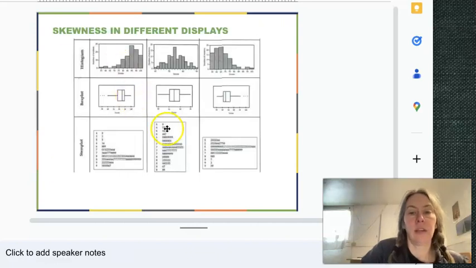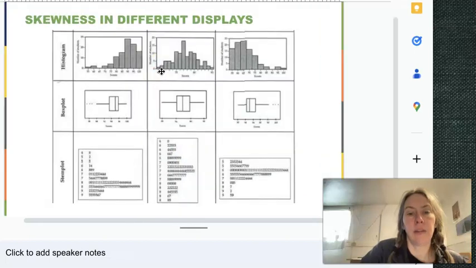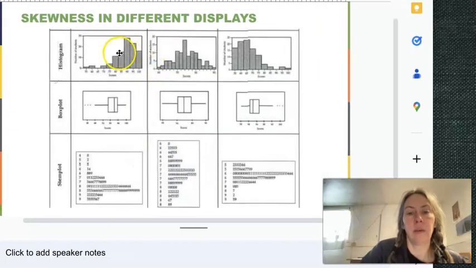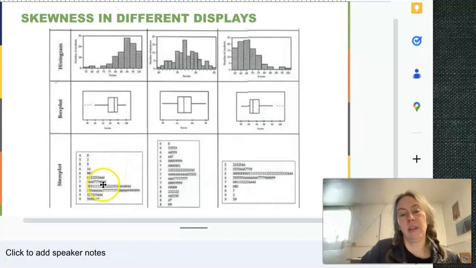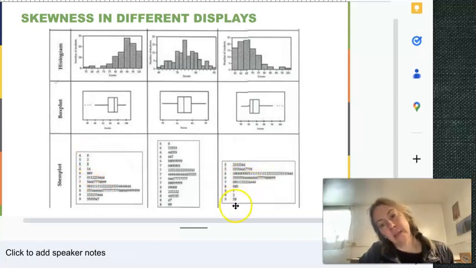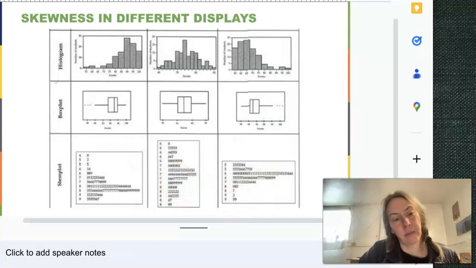Here's skewness in different displays. So the top of this graph has histograms, skewed to the left, skewed to the right, and then you can also see the skew in this box plot and that box plot. And you can even see a skew in the stem plot, the stem and leaf plot here. So this is skewed to the left. So turn your head sideways. This is skewed to the right, and this is a symmetric distribution.